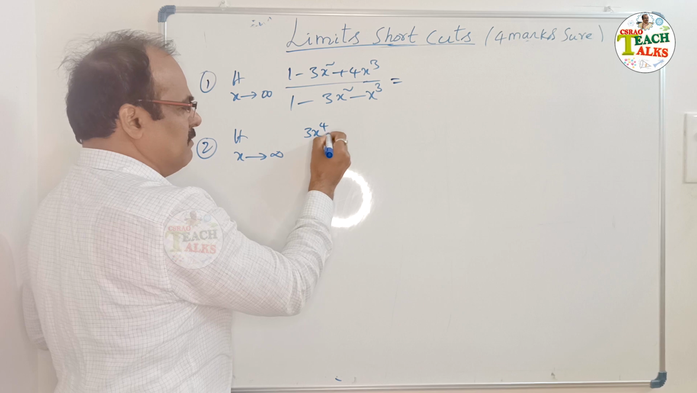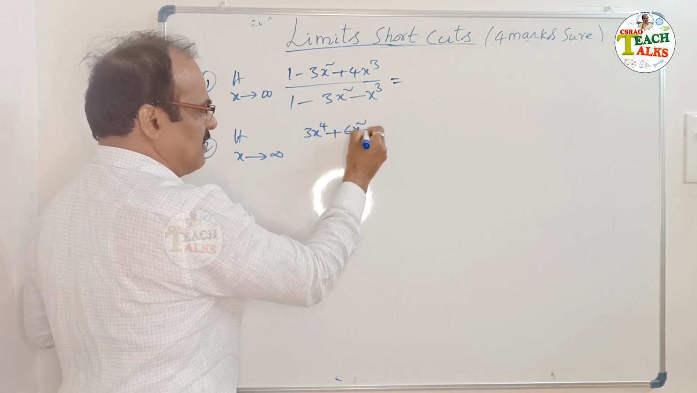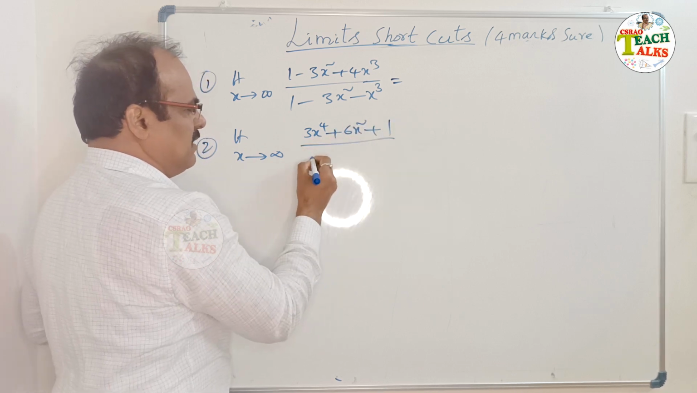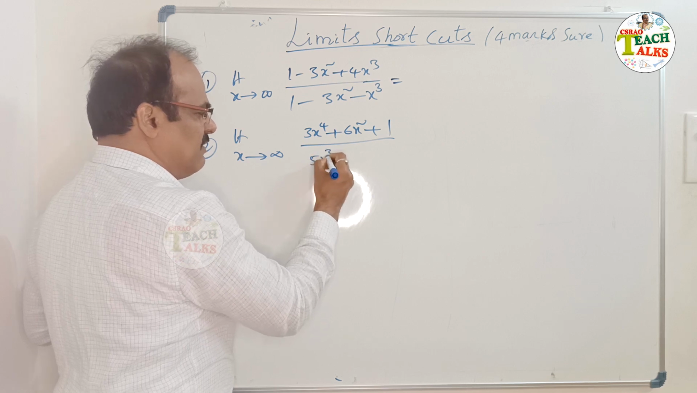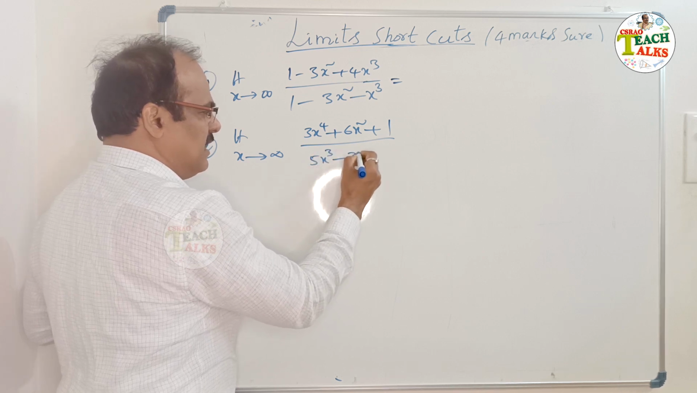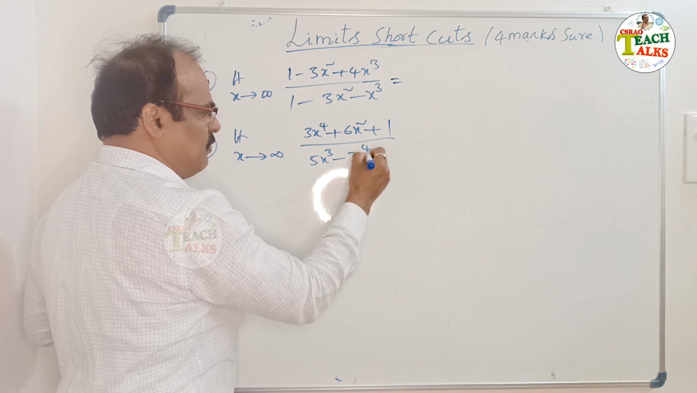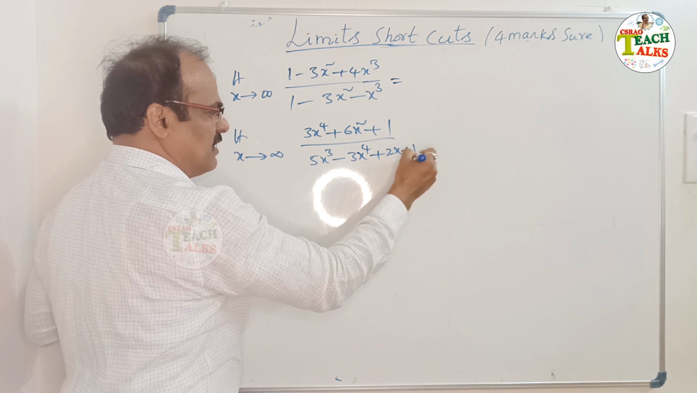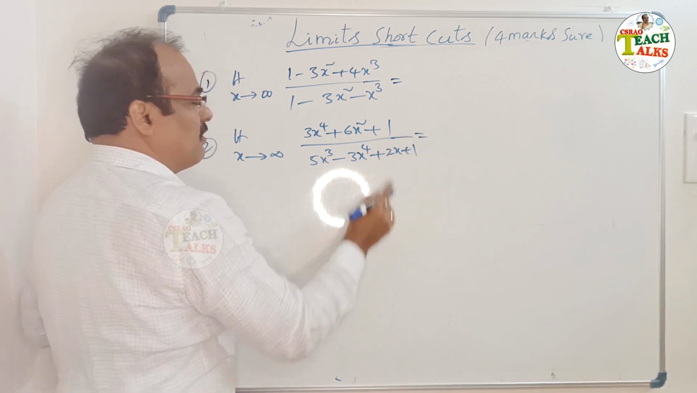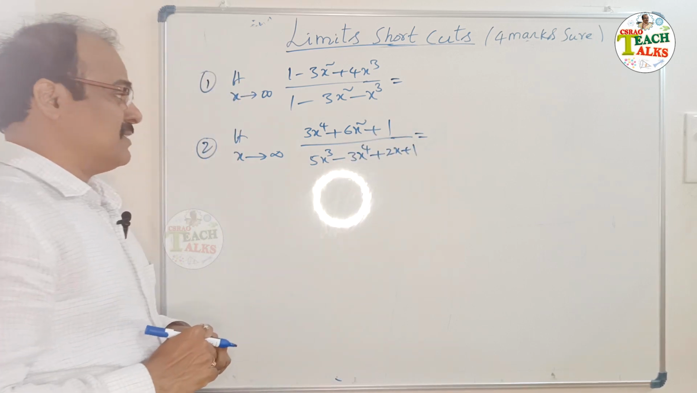3x power 4 plus 6x square plus 1 by 5x cube minus 3x power 4 plus 2x plus 1 is there, suppose. How can you solve these type of problems?